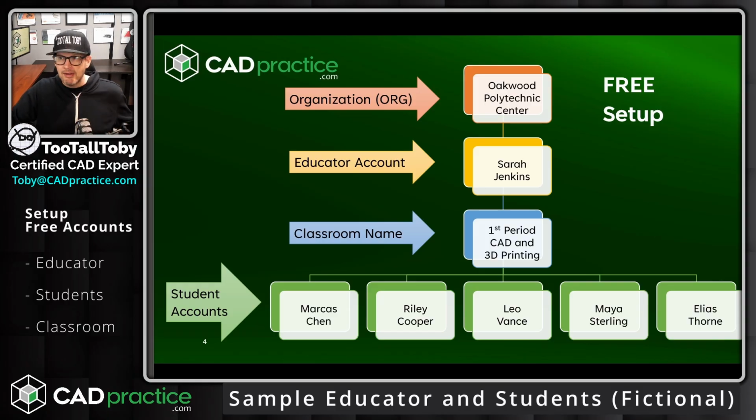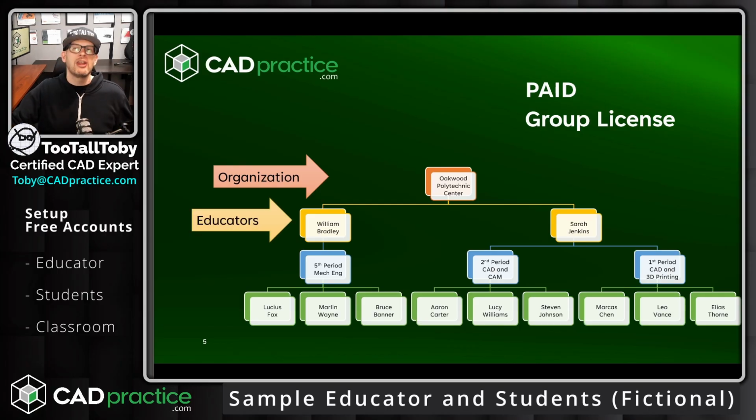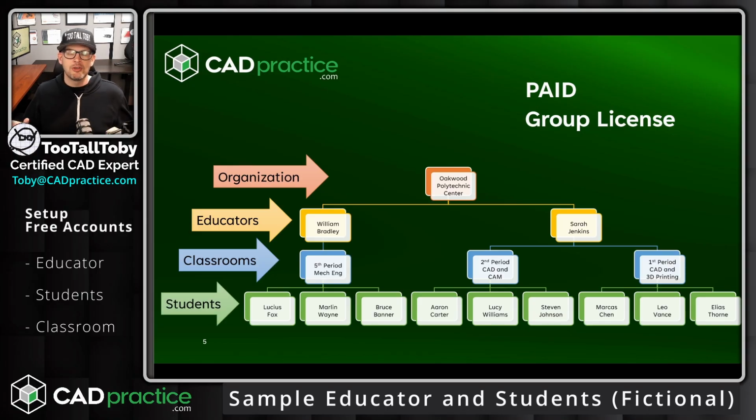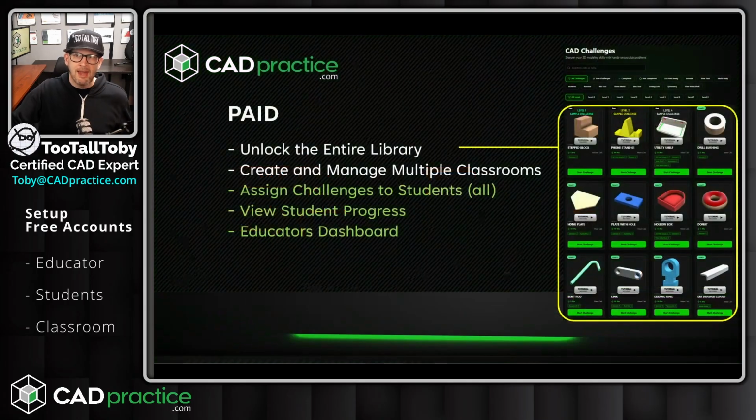Once you migrate to a paid account, the organization could get a little more complicated. You could have a paid group license for the entire organization, and then share those paid licenses with the different educators. Each educator could have one or more classrooms, and within each classroom you have your students, where those licenses are assigned. The difference between the paid and free account is that the paid account unlocks the entire library and allows you to create and manage multiple classrooms. The bottom three items here are the same for both.